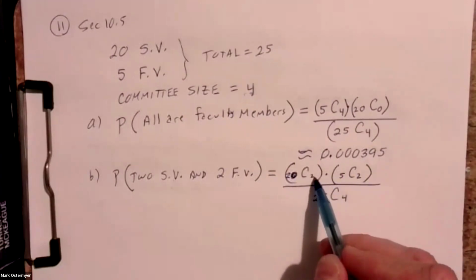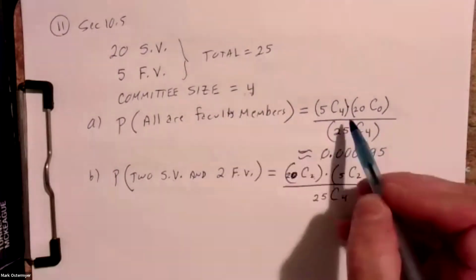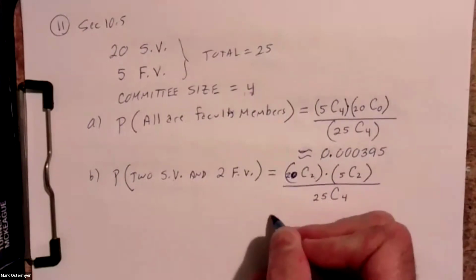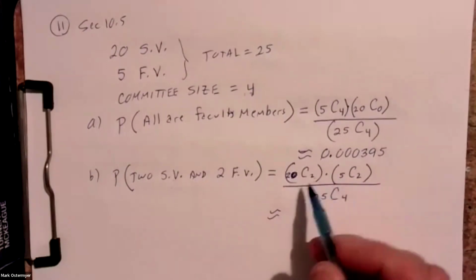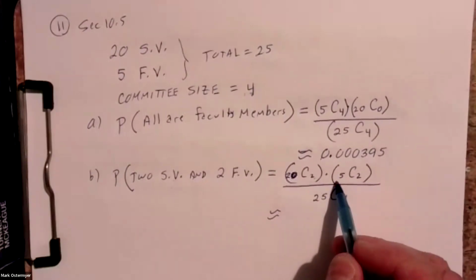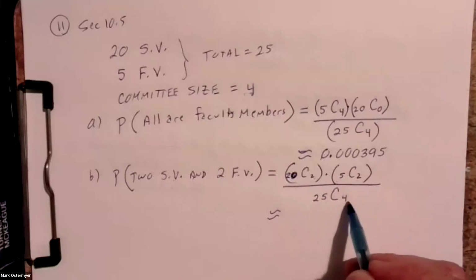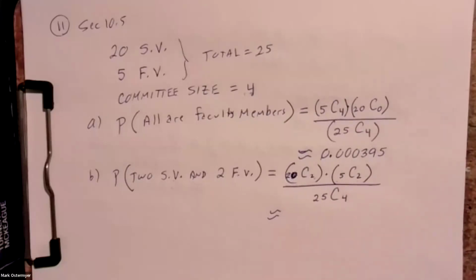Notice that these numbers always have to add up to the size of the committee. 2 plus 2 is 4. 4 plus 0 is 4. Okay. Get on your calculator and dial this up. 20 in combination with 2 times 5 in combination with 2. And divide that by 25 in combination with 4. All right, let me know if anybody gets that.